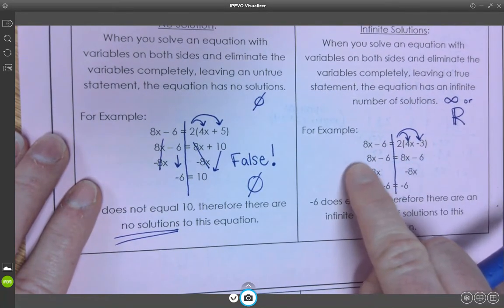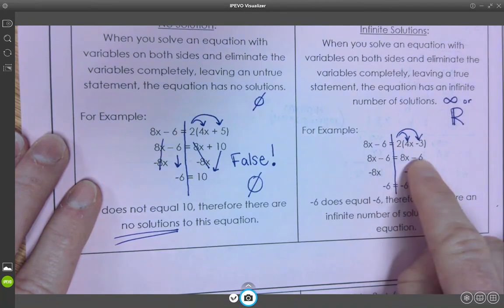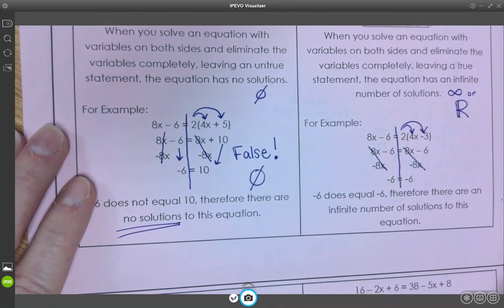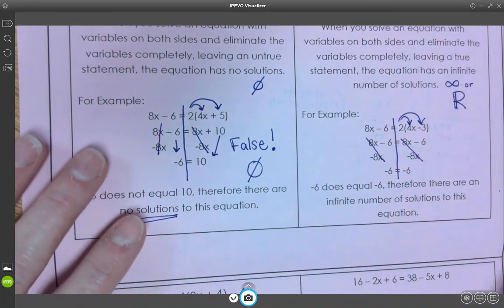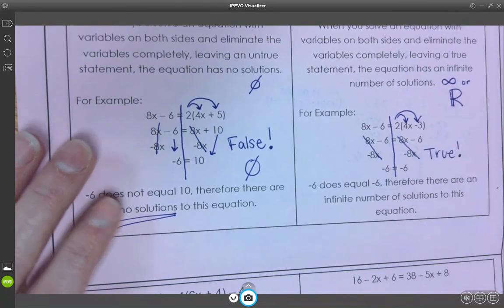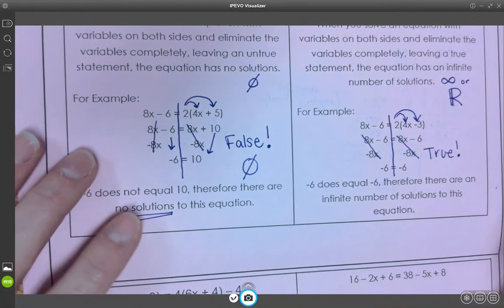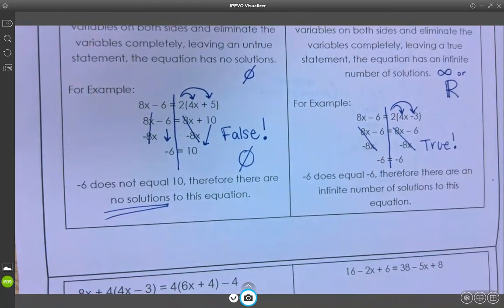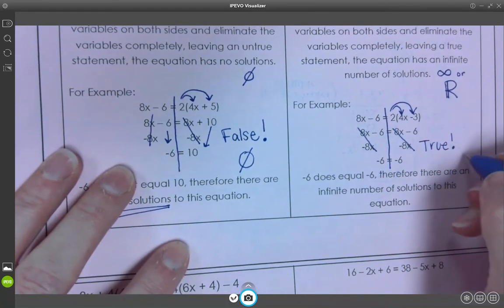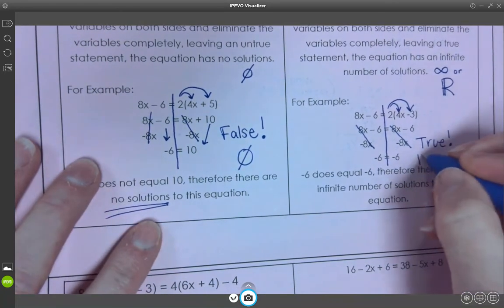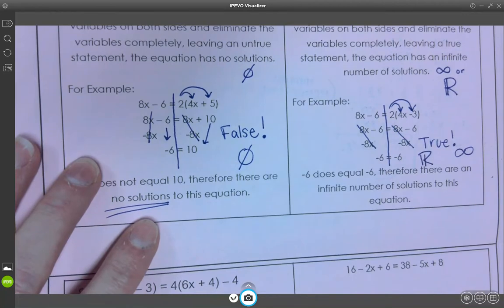And look at both sides. See how it says 8x minus 6 equals 8x minus 6? You subtract 8x on both sides, and they simplify out. And you get negative 6 equals negative 6. That is true. So our solution is an infinite number of solutions, or you can write it as all real numbers. Either symbol will work, all real numbers or infinite.